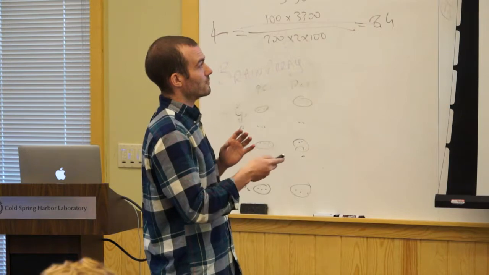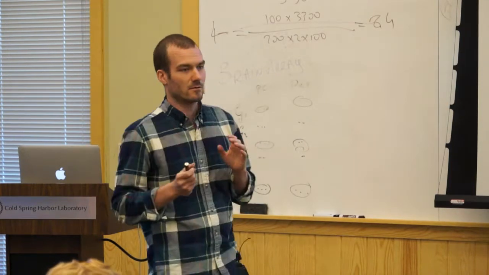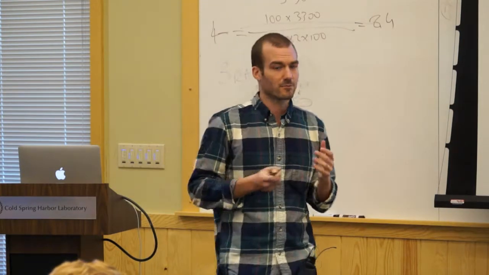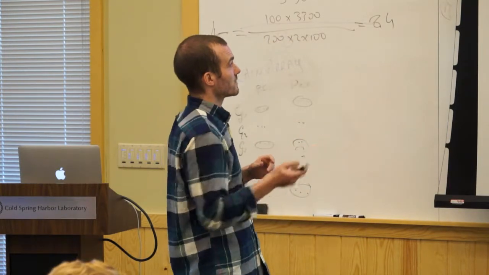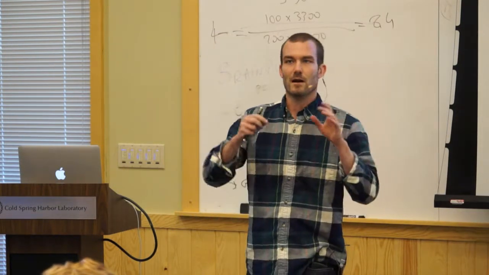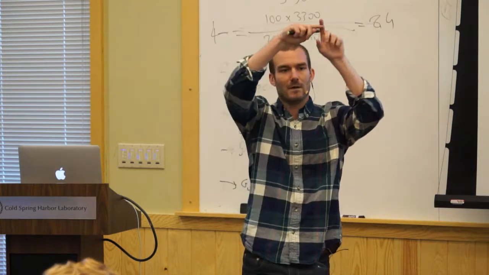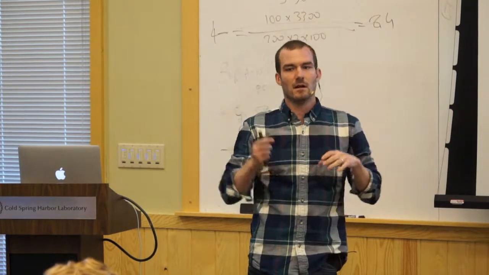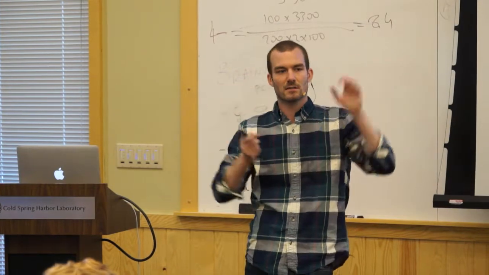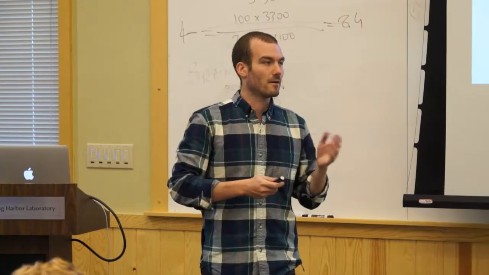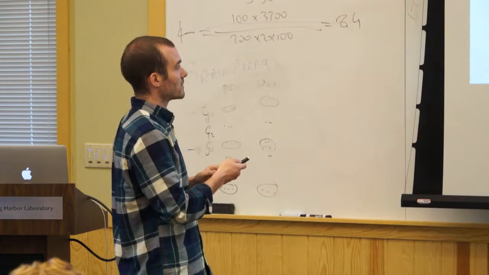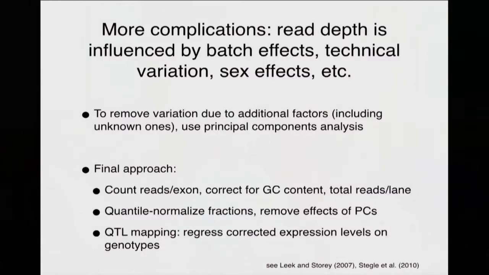So our approach here was to be completely agnostic as to what these technical effects are that we want to remove. We used principal components analysis. If you imagine a 75 individual by 20,000 gene matrix, we just took the principal components of that matrix and regressed out PCs. Our final approach was to count the reads in each exon, correct for the GC content and the total reads in each lane, quantile normalize these expression measurements, remove the effects of principal components, and then do QTL mapping.